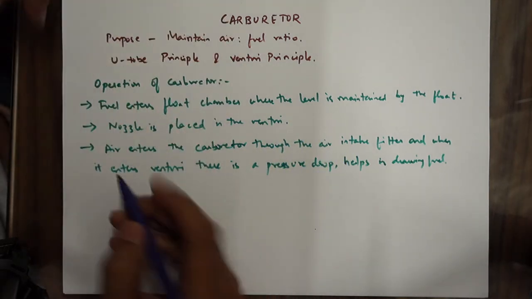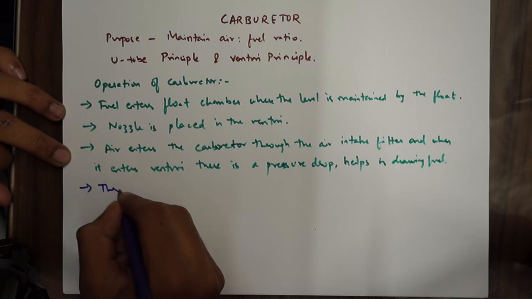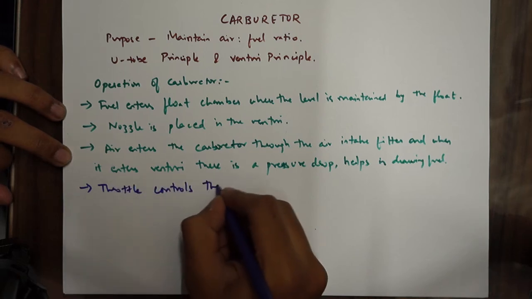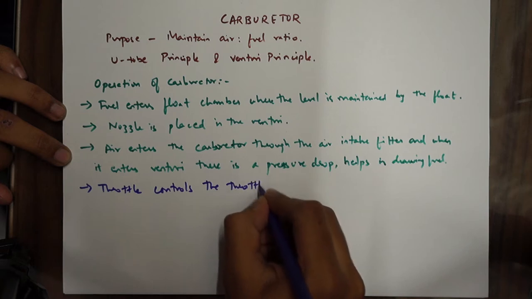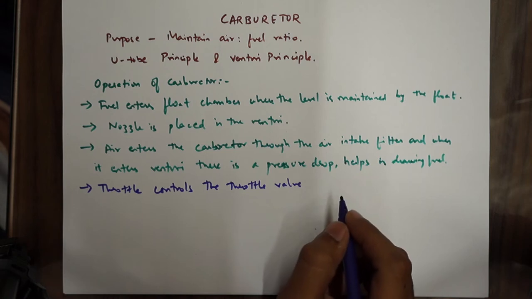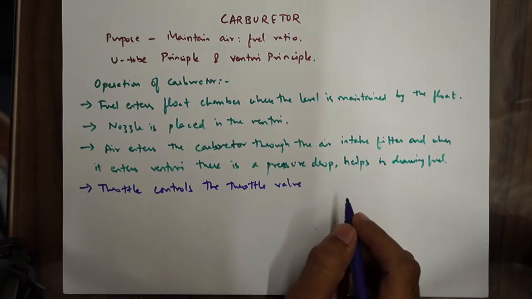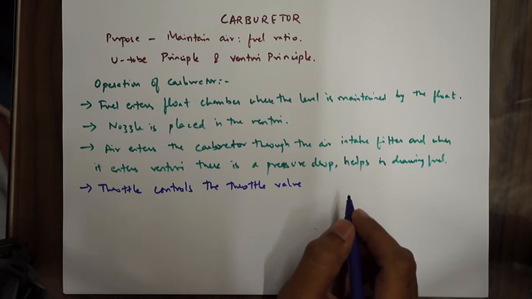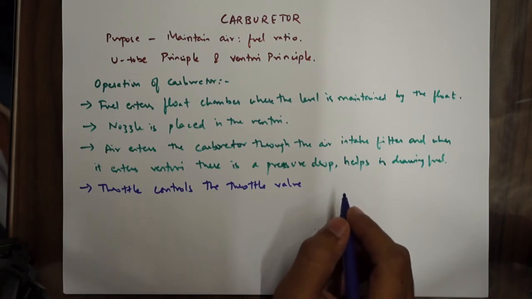The throttle controls the throttle valve, as I told you during the diagram, and hence the required air-to-fuel mixture is supplied to the induction manifold.